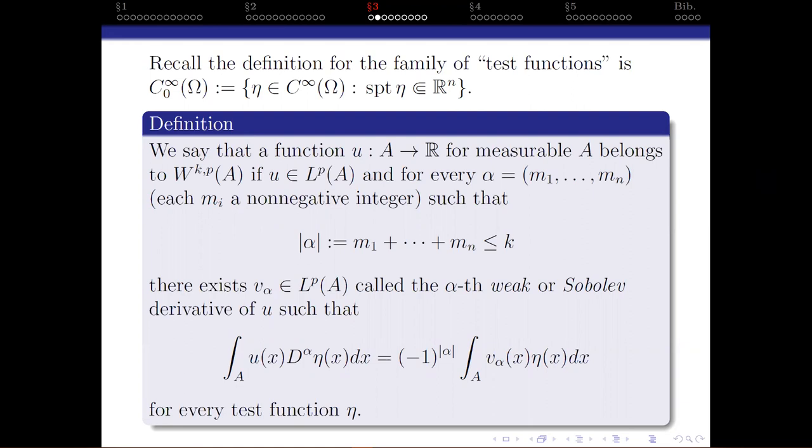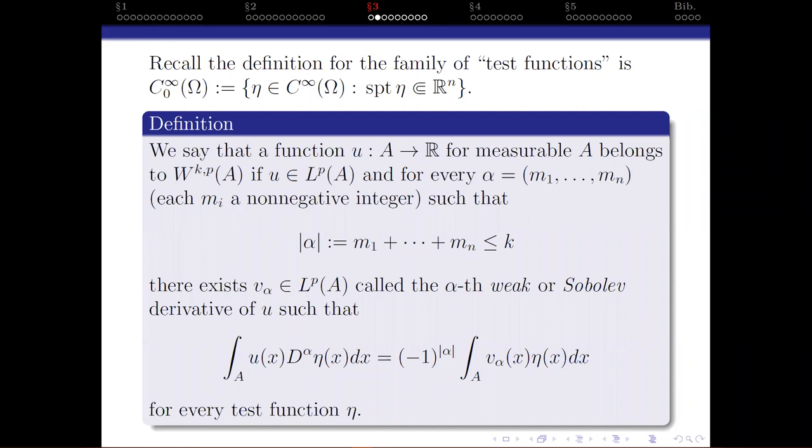Then we say that the function u is going to have a weak derivative and it's going to belong to the Sobolev space W^{k,p} over A, if there exists a function v_alpha, which also belongs to L^p, just like u, and it satisfies this integration by parts type formula, as long as I integrate against the test function eta. The idea here is that we're using one of the major properties.